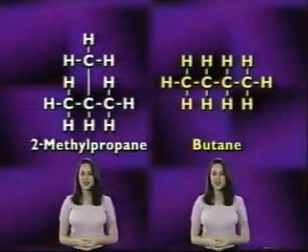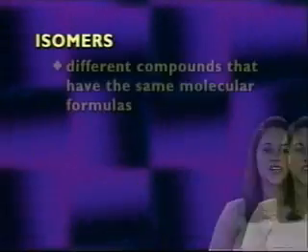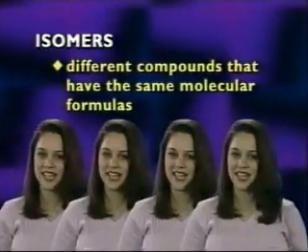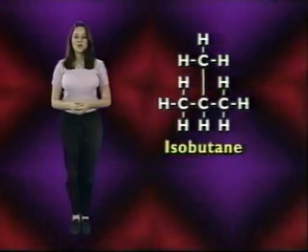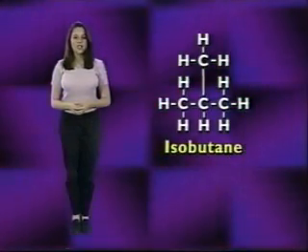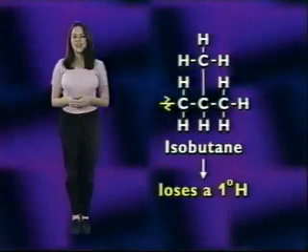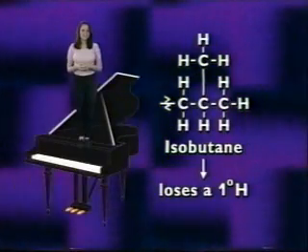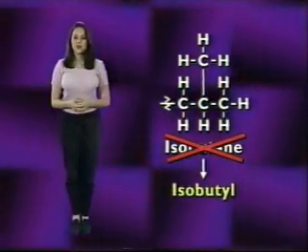2-methylpropane and butane are isomers. Isomers are different compounds that have the same molecular formulas. The common name for 2-methylpropane is isobutane. When isobutane loses a primary hydrogen in order to move on to grander things, its name changes to isobutyl.